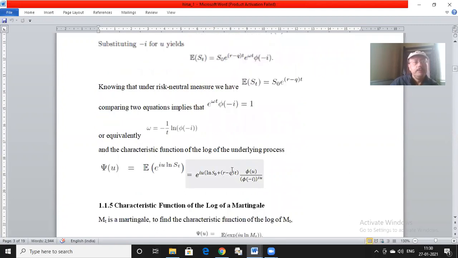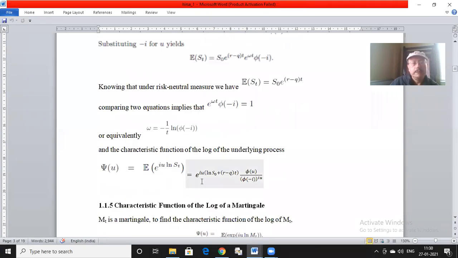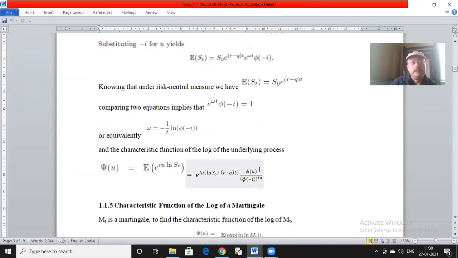So finally, the characteristic function of the log of the process, so log S_T, psi(u). Psi(u) we can write out in total because now I know omega t. Psi(u) will be e to the power iu (log S_0 plus (r minus q)t). So this is the term inside here. Then phi(u) and then phi(minus i) whole power iu. So this is a sort of very complicated object, but this gives me an explicit form for the characteristic function of the log S_T process.